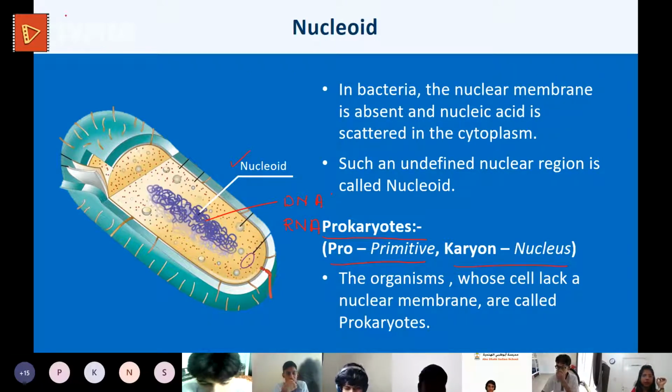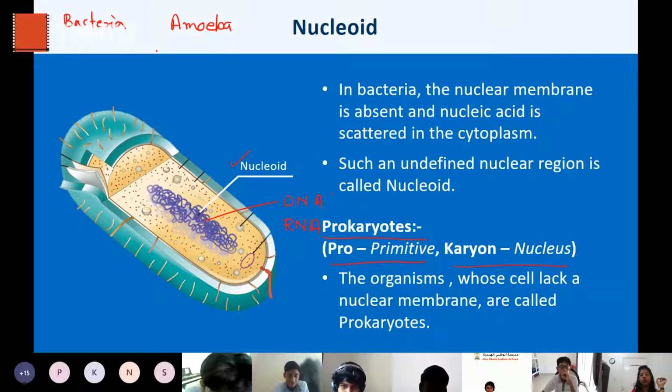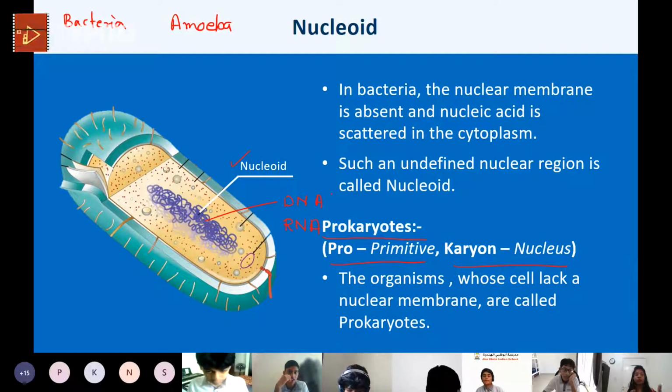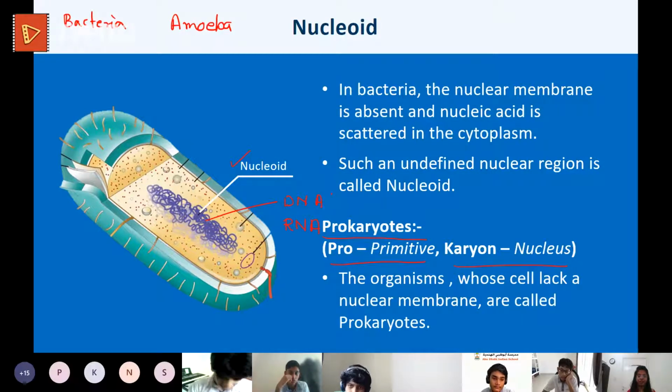Now you tell me, here is one bacteria and another unicellular organism is amoeba. Between these two organisms, which one is primitive? Ma'am, bacteria. Bacteria. Primitive means ancient, very old. If you see the history of evolution, bacteria evolved before amoeba. So bacteria is the ancestor. It is our ancestor also because it is very senior.